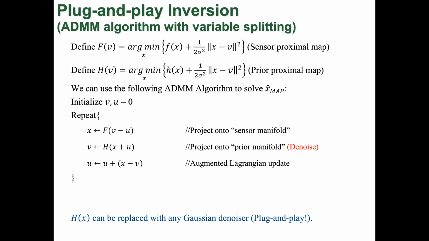The minimization problem in previous slides can then be solved by iteratively applying prior proximal map and sensor proximal map until convergence. By replacing prior proximal map with any Gaussian denoisers, we have the so-called plug-and-play, which is a framework widely used in a lot of computational imaging applications.